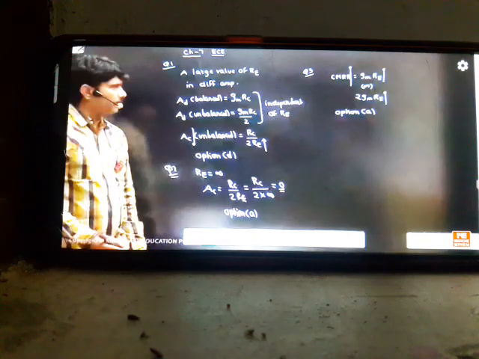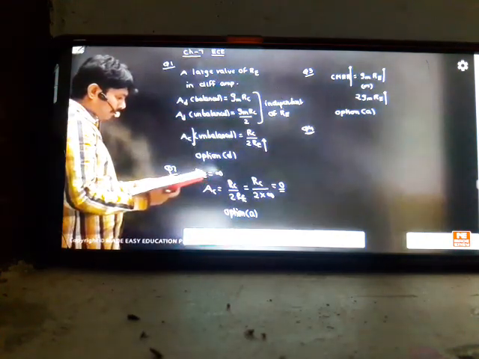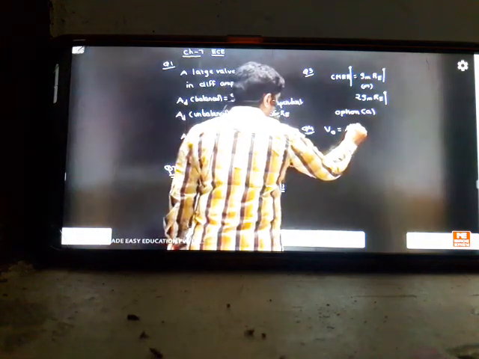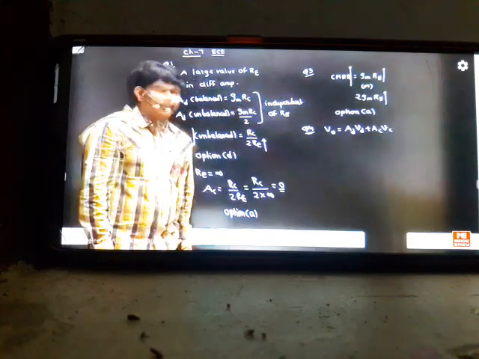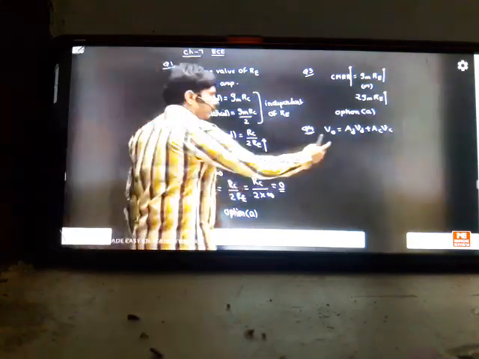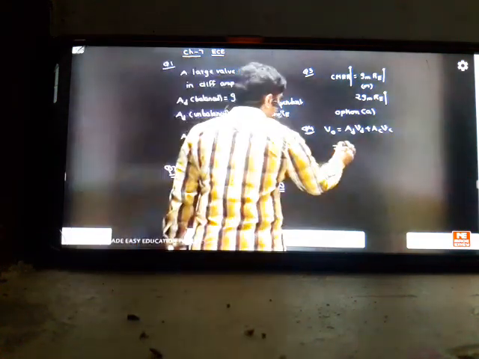Question number 4. The data given in the problem is V1, V2, and CMRR. What is the error in the output? First of all, what does error mean here? V0 you can write as ADVD plus ACVC. Any op-amp output can be represented as differential gain into differential input plus common mode gain into common mode input. But really speaking, this second term has to cancel. Only the first answer I want. ACVC is an error for us. So shall we make this component ADVD?